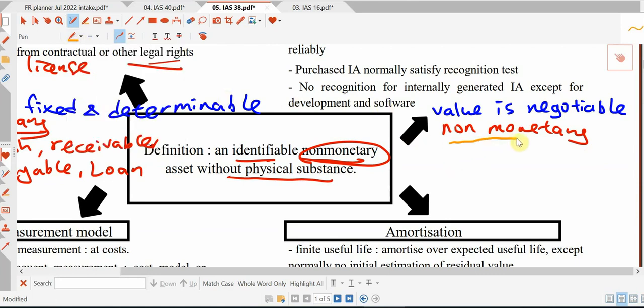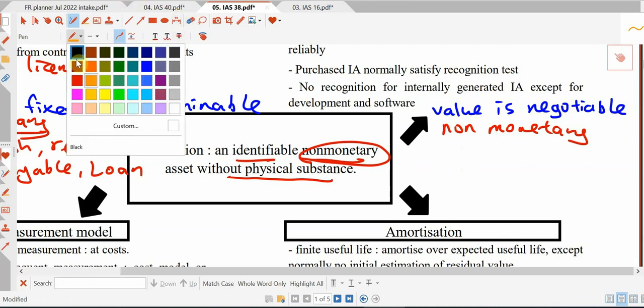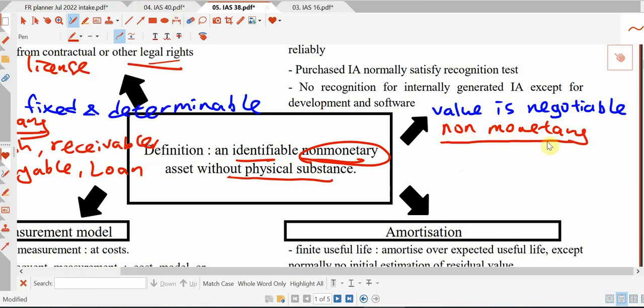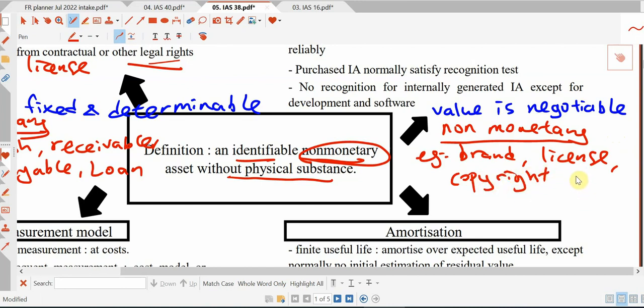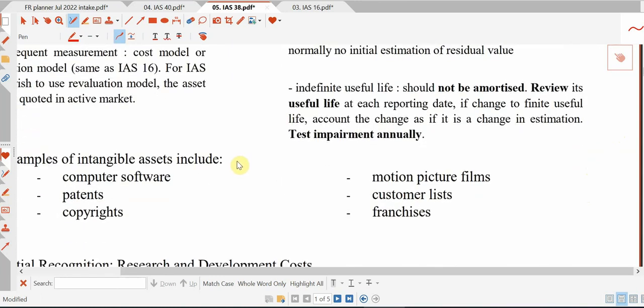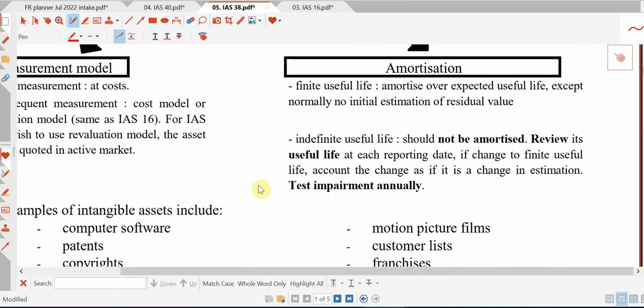We have many things that can be negotiated. So we got tangible, we got intangible. To focus on the study here, I just give you the intangible example. So for example, we got brand, license, if you can sell. If you cannot sell then too bad. Copyright also, if you can sell. So these few examples, we actually got a list at the bottom, which we'll go through later. An example of intangible asset.